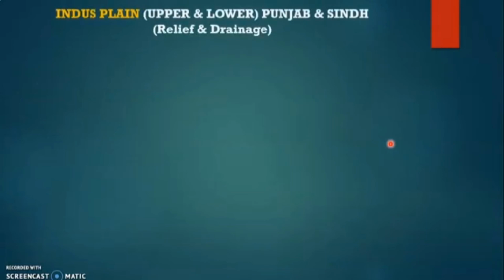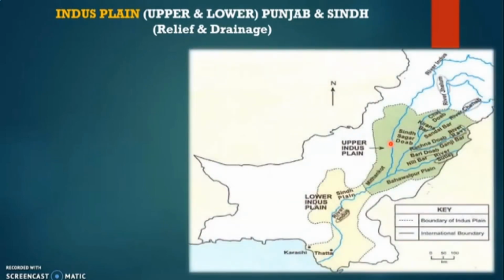Moving towards the next one, we have the Indus Plain, that is upper and lower Indus Plain, which is Punjab and Sindh. That is the relief and drainage of this topographic region. So here we have the map. The green portion over here is basically the upper Indus, that is Punjab province, and this yellow portion in dotted lines is basically the lower Indus Plain, which is Sindh. This blank portion is basically a desert area. We'll discuss the desert in the upcoming slide.